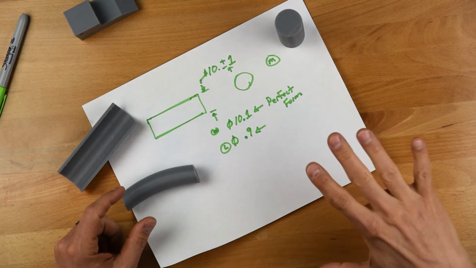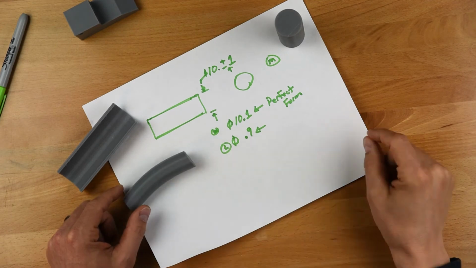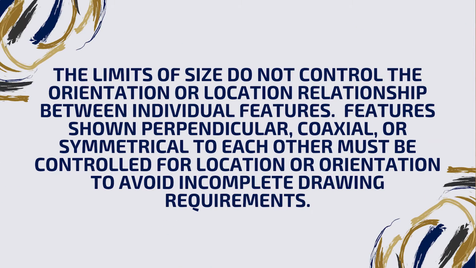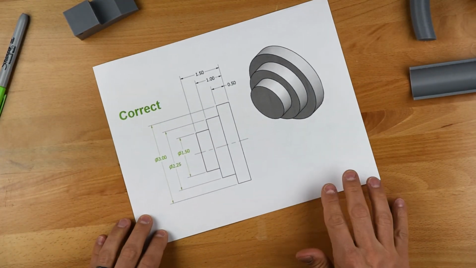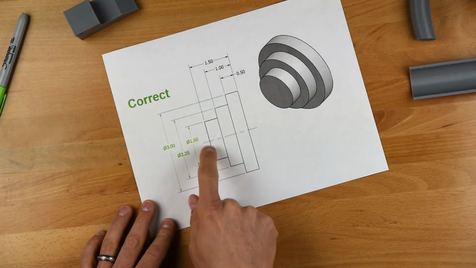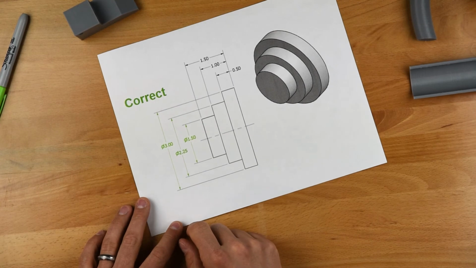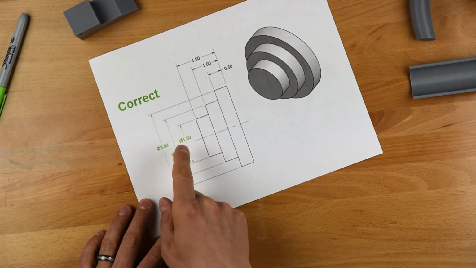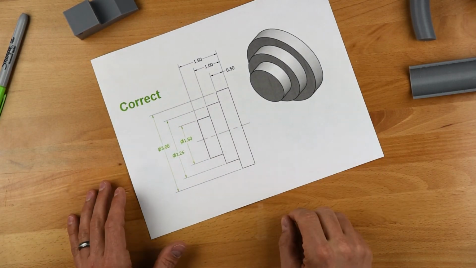Now, one of the rules that goes alongside rule 1 that we have to remember, and it's one of the most challenging: by definition, rule 1 does not control the location, orientation, or alignment between features of size. So what does that mean? Well, if we look at a drawing like this, where we have essentially many features of size, we can start identifying those features of size. We have these circular features. We even have planar features, all being features of size.